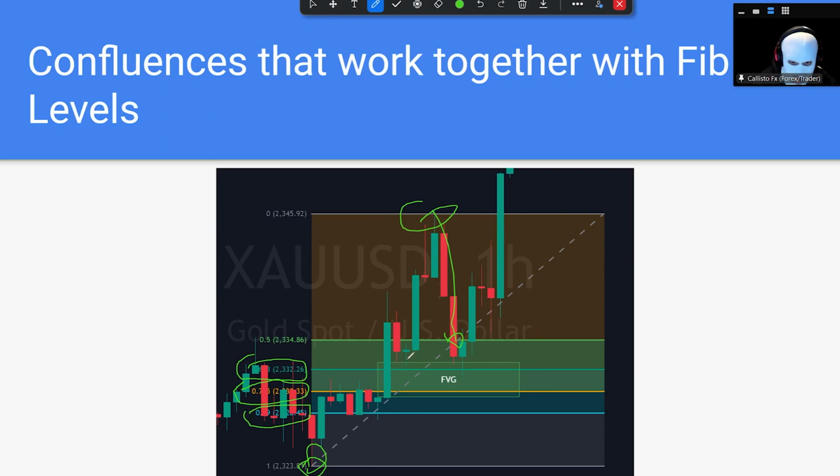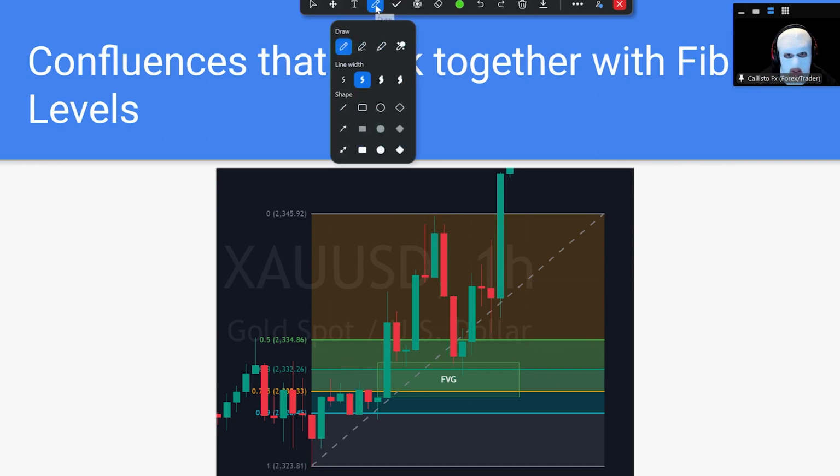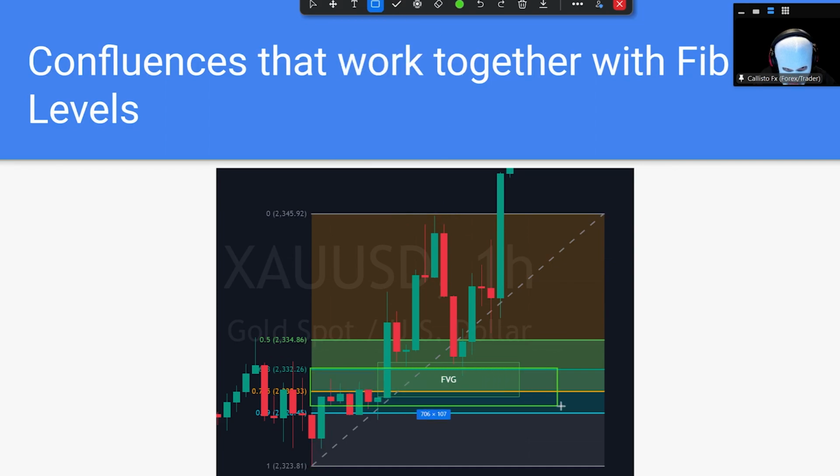Now, as you can see, let's take a look at these three boxes here. Okay, I'm going to mark it out. We see box 1, box 2, box 3. Within these boxes, can you identify a fair value gap? Yes or no? Where is a fair value gap? A 3 candlestick pattern, right? Candle 1, candle 2, candle 3. We have a fair value gap.